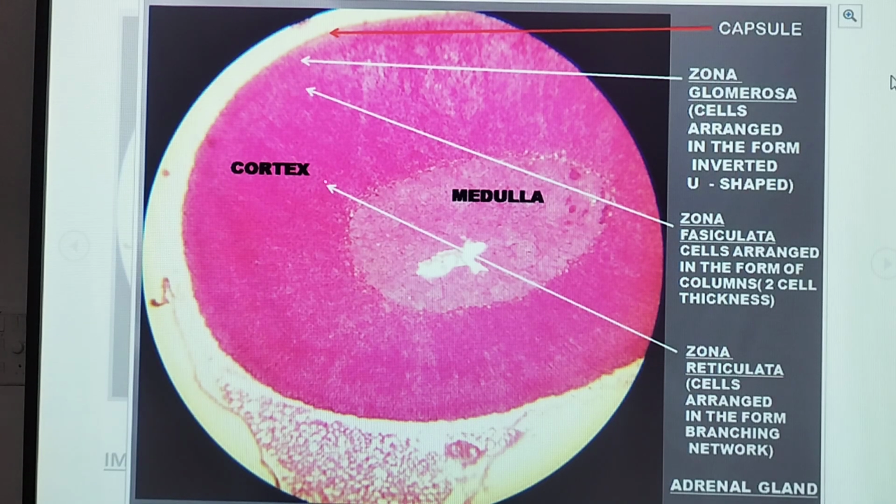In all these three zones, the cell arrangement is different. First one is inverted U shape, that is zona glomerulosa. Then in the form of columns, two cells thick, that is zona fasciculata. And then the final one is the zona reticularis, where the cells are arranged in the form of a branching network. And then you see the medulla. So let's see the high power focus now.